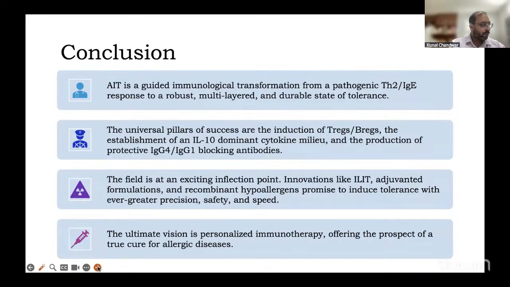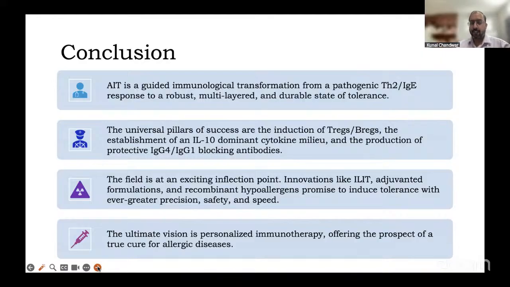So in conclusion, we have AIT that guides immunological transformation from a pathogenic Th2 IgE-mediated response to a robust, multi-layered and durable state of tolerance. The universal pillar of success are the T regulatory cells, and IL-10 is a dominant cytokine that causes tolerance, and IgG4, IgG1 are the major blocking antibodies.